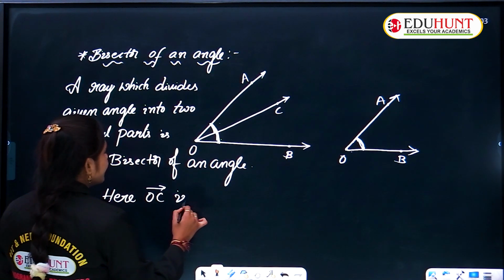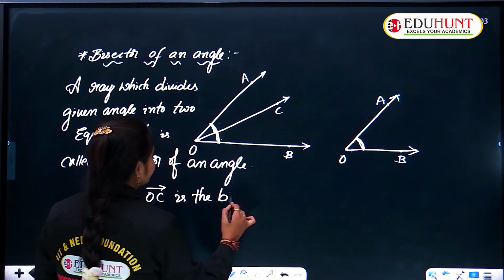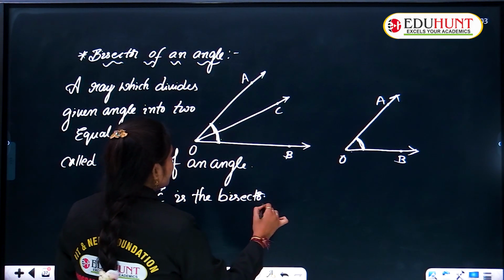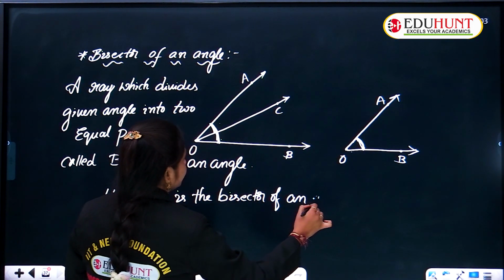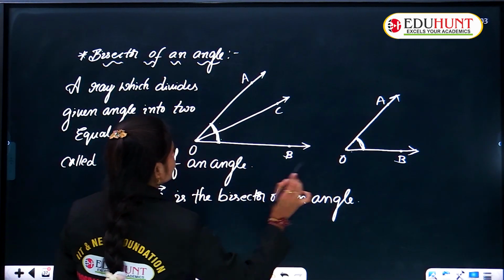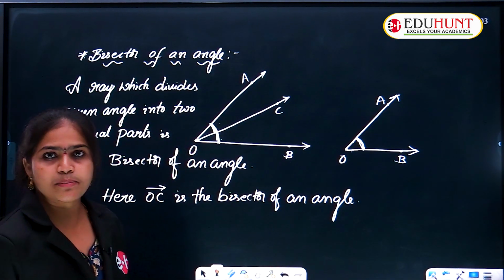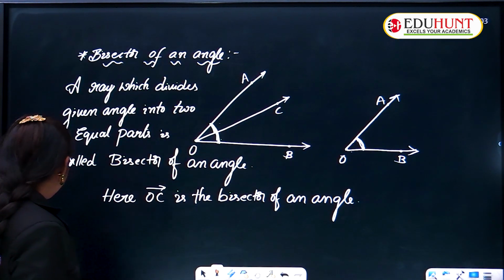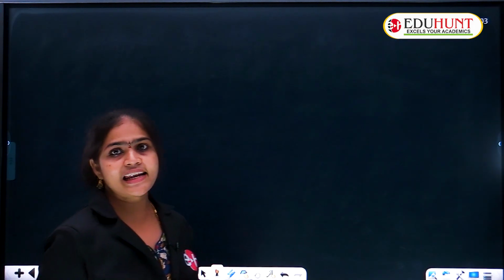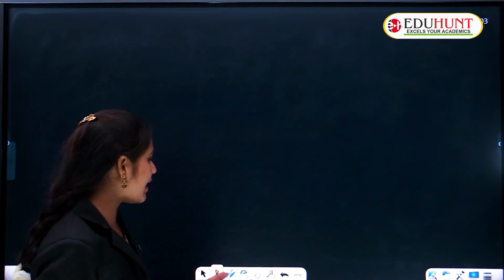Now here we can say OC is the bisector of the angle. Understood? So this is about the bisector of an angle. After this, we have adjacent angles. What are adjacent angles?